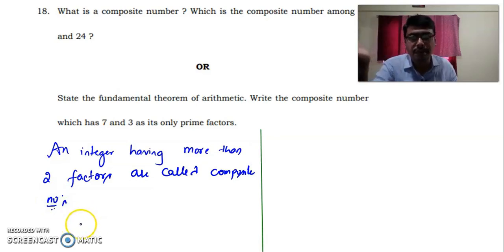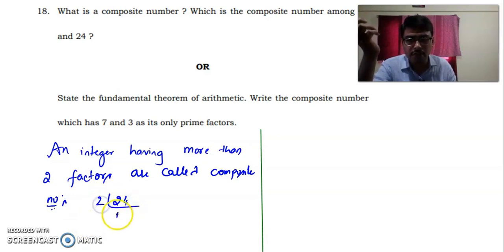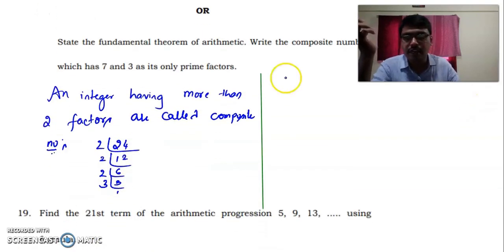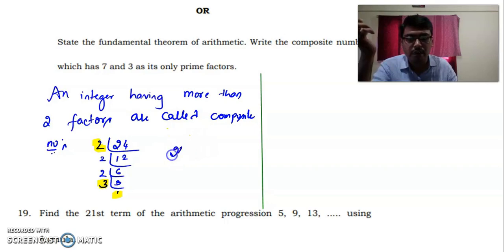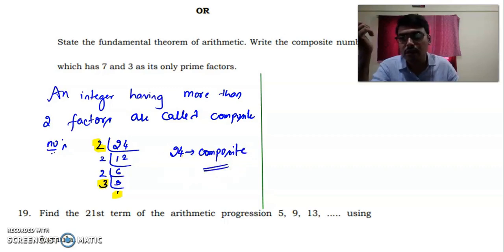23, we all know, is a prime number. So 24 can be written as, look at this, 2 12s are, 2 6s are, then 2 3s are, and 3 1s. You can observe there are more than 2 factors here. How many factors for 24? Here is 1 factor, here is another factor, here is a third factor. Therefore what we can say, 24 is a composite number. Among the given 2 numbers, 24 is composite.